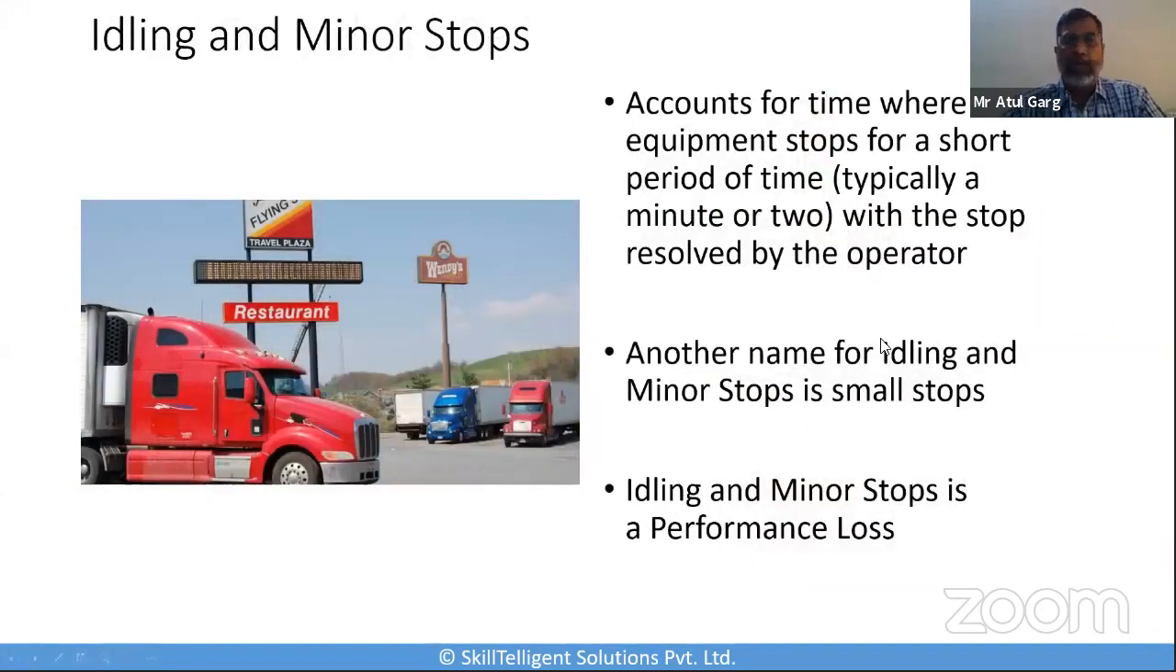The fourth loss, which was identified to be improved upon and the visual controls to be set up, was the idling and minor stops. Now, idling and minor stops accounts for the time where the equipment stops for a short period of time. This could typically be a minute or two, with the stops resolved by the operator. And these are also called the small stops. Again, this is a performance loss.